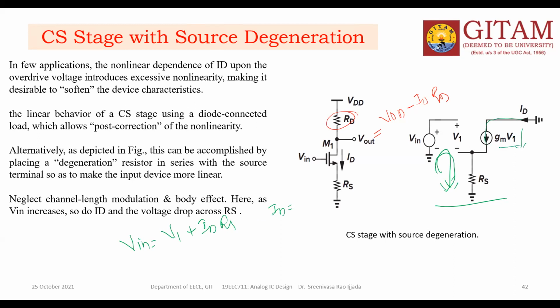So I can write V in is equal to V1 plus ID into RS, where ID is gm into V1, so V1 plus gm into V1 into RS. Okay, therefore you can write this equation.